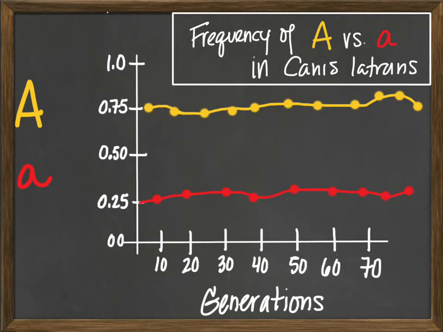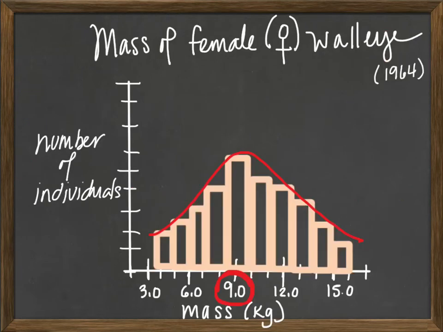Okay, great. So that's what a normal distribution and an allele frequency chart look like, but wait, we're interested in seeing if these things are changing, because that's the definition of evolution, and that's what we're here to talk about. So check this out. This is a distribution showing the mass of female walleye in some particular lake somewhere in Ohio, and this is data from 1964.